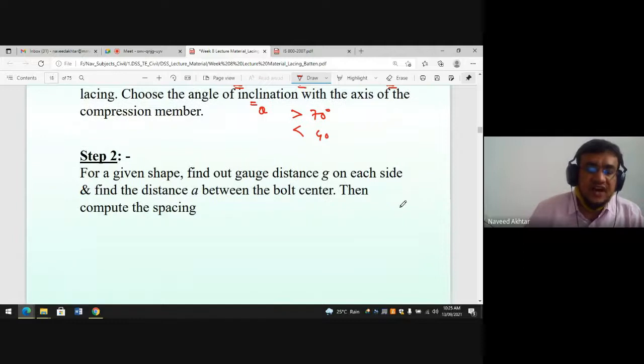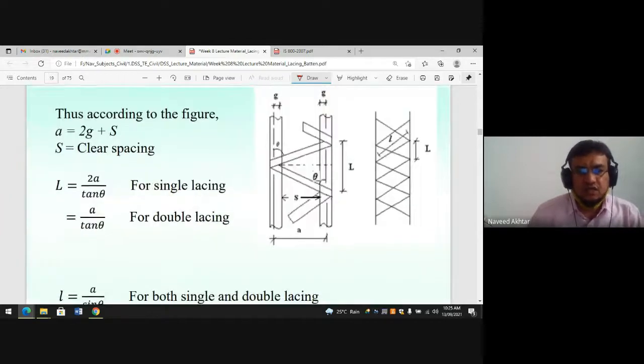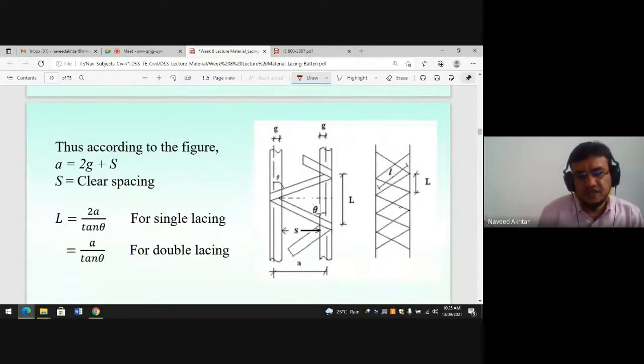For the given shape, find out the gauge distance G on each side and find the distance A between the bolt centers, then compute the spacing. यहाँ पर गेज डिस्टेंस क्या है? गेज डिस्टेंस इज G। गेज डिस्टेंस किसको बोलते हैं? बोल्ट्स के सेंटर से मेंबर के एंड तक का डिस्टेंस, this is called as gauge distance.